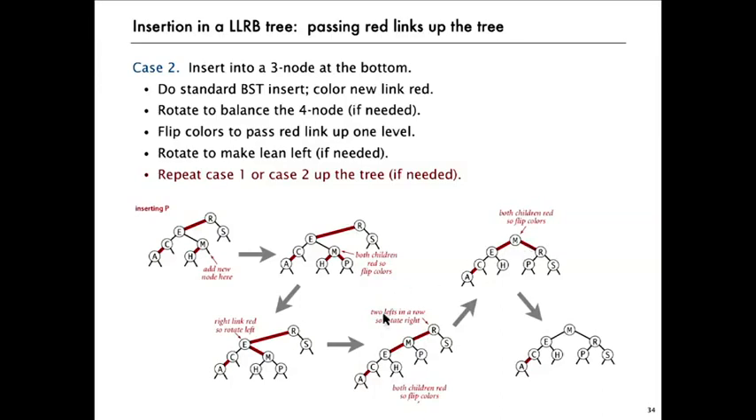It's a bunch of transformations, but they're all simple using our flip colors or left or right rotation. And that one happened to be at the root. If that red link were way down in the tree and there were another 3-node above it, we might have to do it again, exactly as would happen in a 2-3 tree.